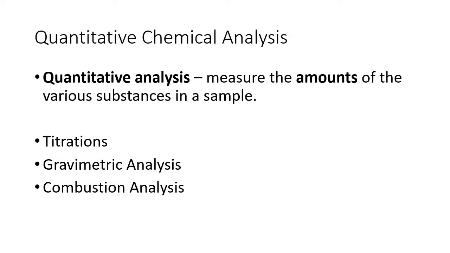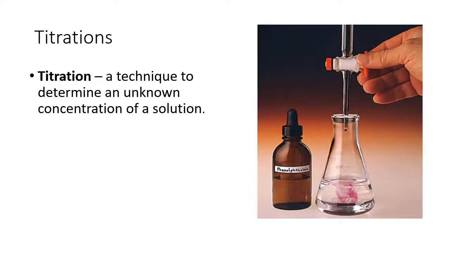Quantitative analysis looks at different techniques in order to measure unknown amounts or concentrations of substances in samples. So 3 different types of calculations we'll learn about are titrations, gravimetric analysis, and then combustion analysis, which goes back to our empirical formulas that we saw in chapter 3. We're going to start with titrations. A titration is an analytical technique that's used in order to determine the concentration of an unknown solution.